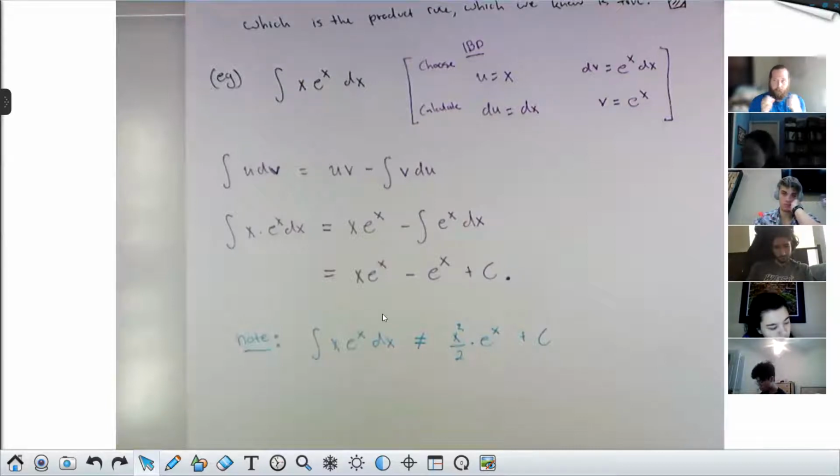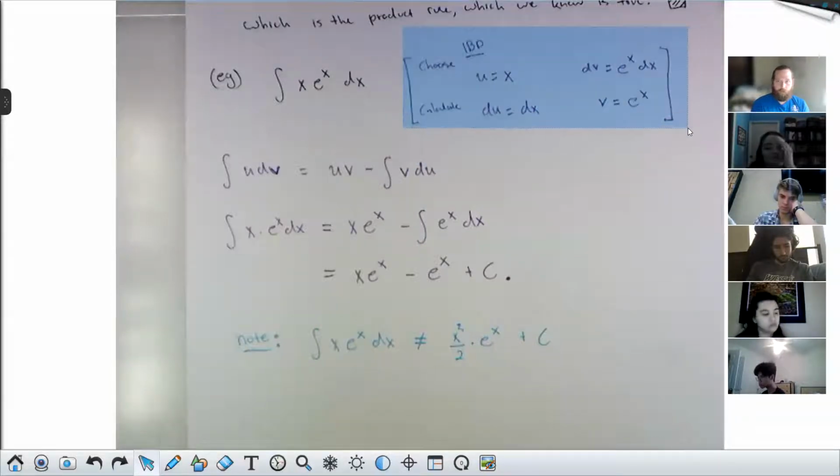If you have two functions multiplied together, you can't just integrate each of them on their own. This is true of derivatives also, right? If you want to differentiate two functions multiplied together, you don't just differentiate each one and multiply the answers. You have to use the product rule. And the same thing is true of integrals. If you have two functions like x times e to the x multiplied together, to integrate them, you have to use the integral version of the product rule. You cannot just integrate each one on their own.